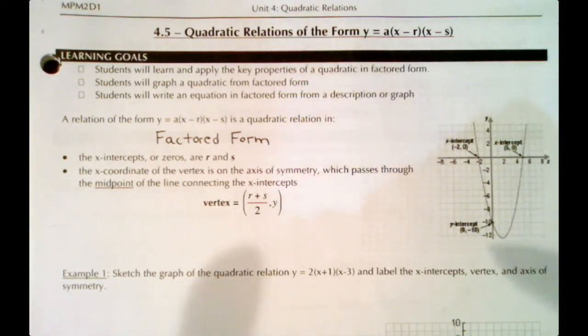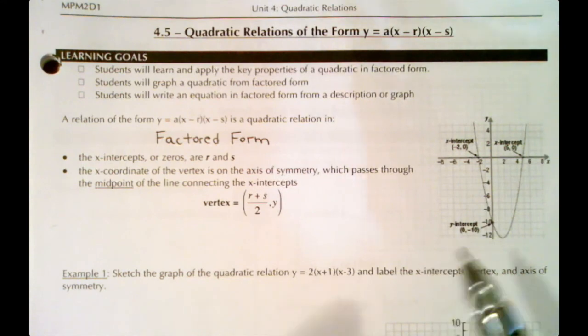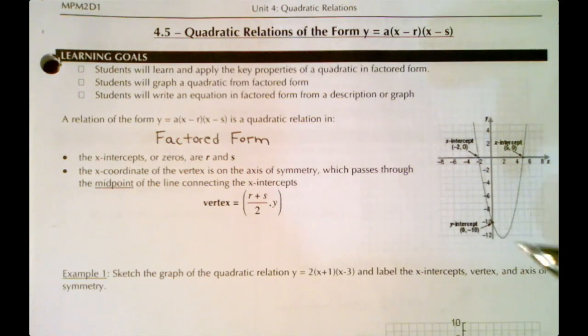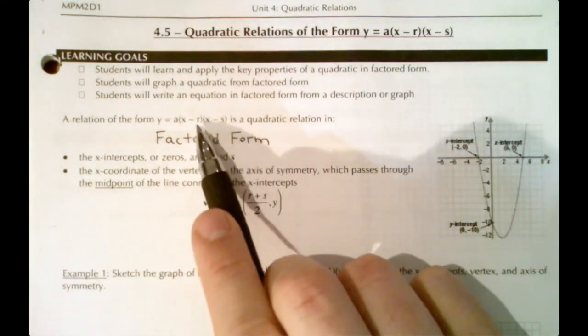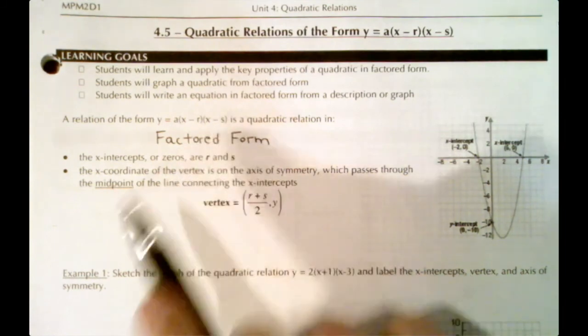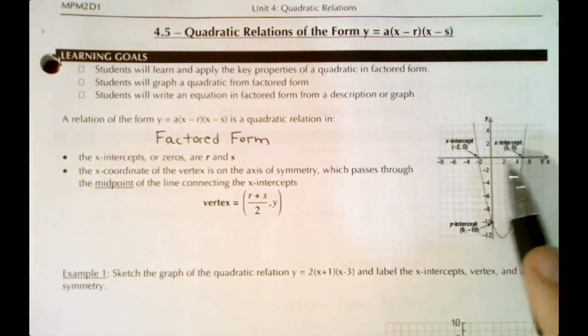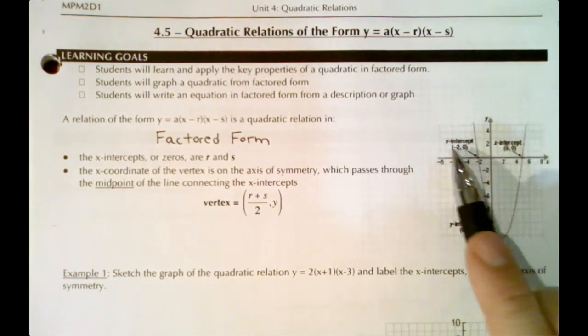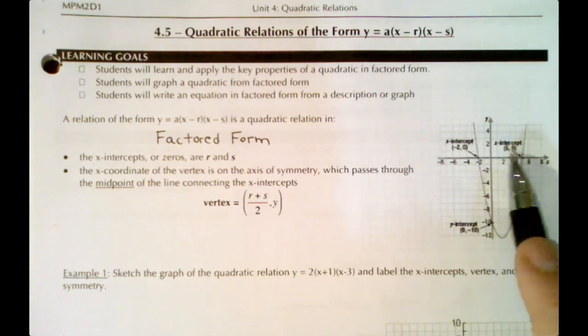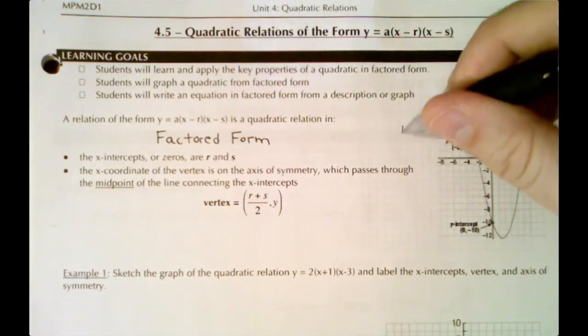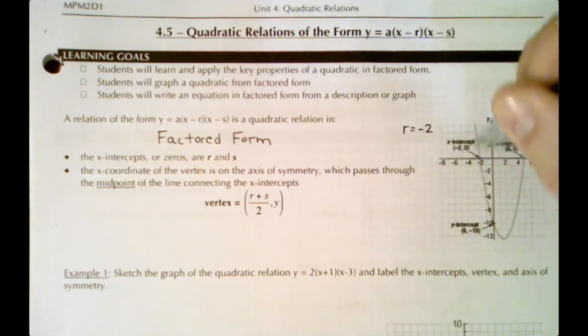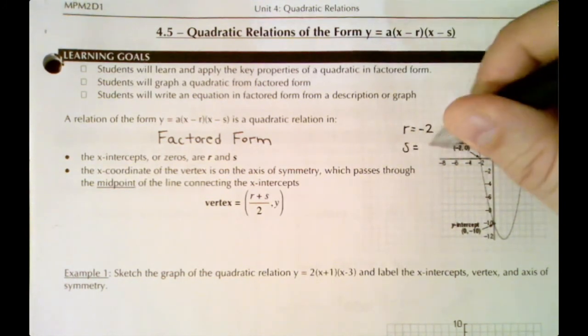Vertex form told us the vertex. Standard form gave us the y-intercept. That c was the y-intercept. There's one other feature of the graph that isn't represented in a form, and that's the x-intercepts. The x-intercepts are represented in factored form. The numbers that represent the r and the s in this equation are the x-intercepts. So if we look at this example here, we have an x-intercept of -2 and an x-intercept of 5. My r would be -2, and my s would be 5.